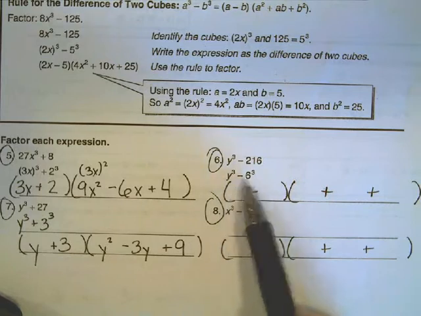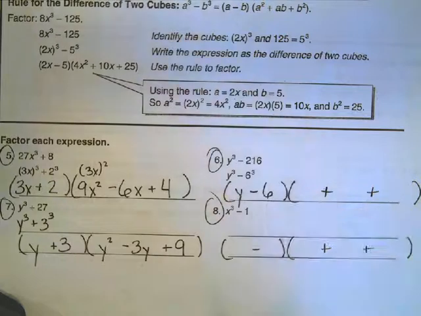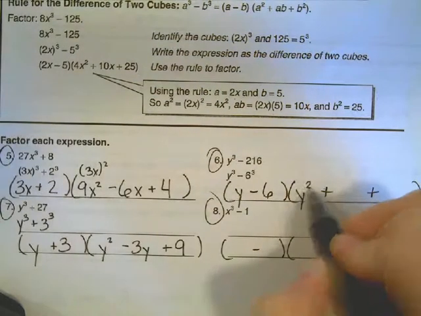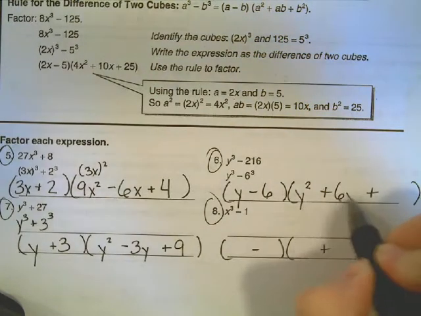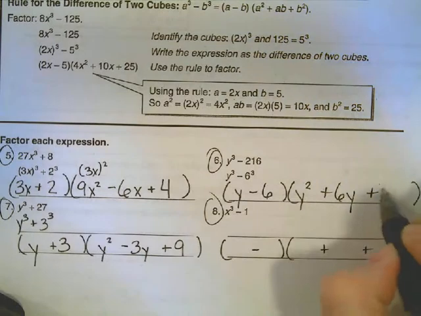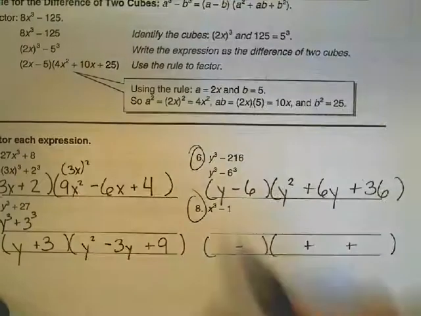Okay, so now let's think about what is being cubed. They've already filled in here that y is being cubed and 6 is being cubed. Pull down both pieces. Here you'll square the first. Here you'll multiply them together, 6 times y. And here you'll square the second, 6 squared, which is 36. And that's it.